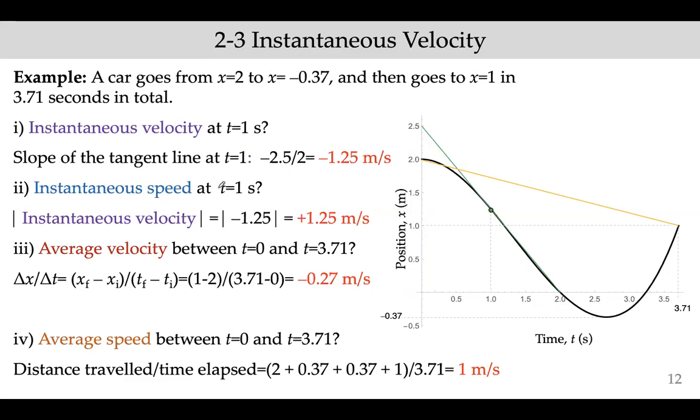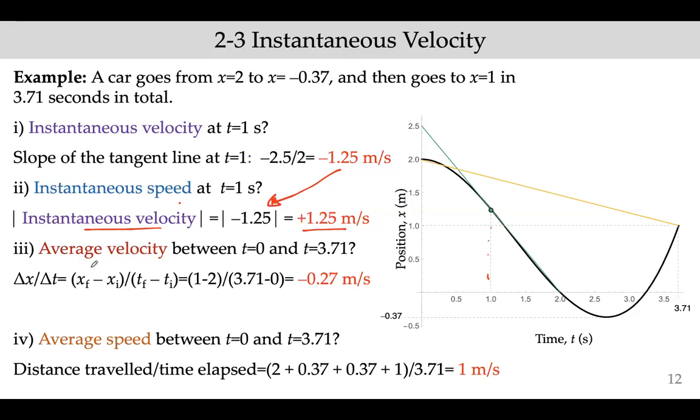Okay, the next question is, what is the instantaneous speed at time equals 1? So again, what is the speed at this time? Well, to find it, you can basically just calculate the absolute value of instantaneous velocity. Remember, the instantaneous velocity could be positive or negative, but if you take the absolute value, you will always find a positive number. So I'm going to take the absolute value of this number, which will give me positive 1.25 meters per second.